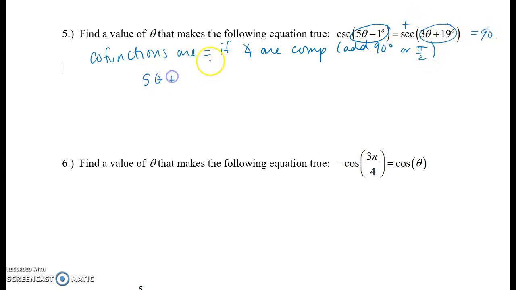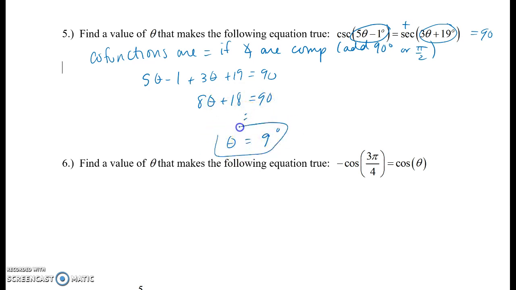5 theta minus 1 plus 3 theta plus 19 equals 90. We can combine like terms: 8 theta plus 18 equals 90. And then after solving, we get that theta equals 9.